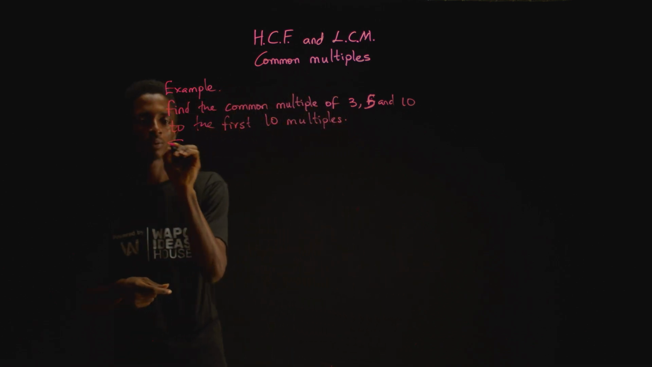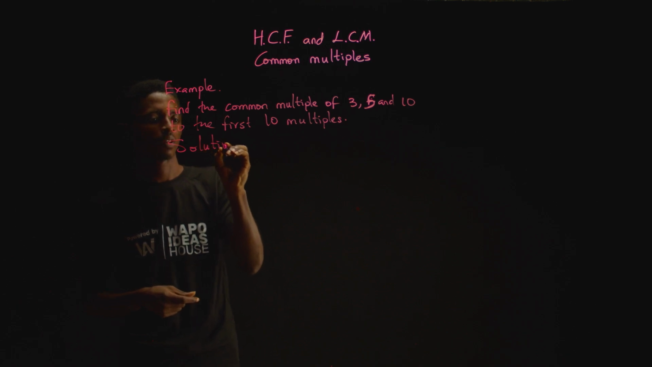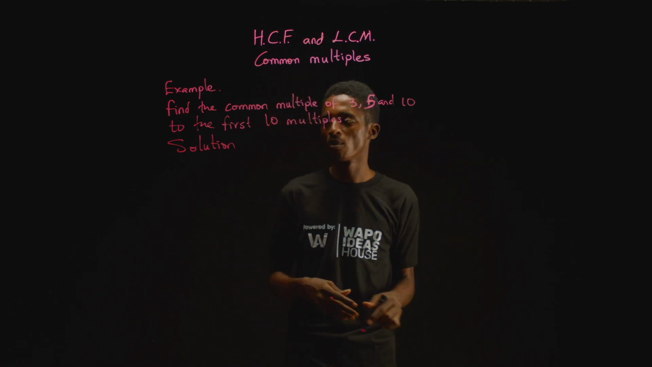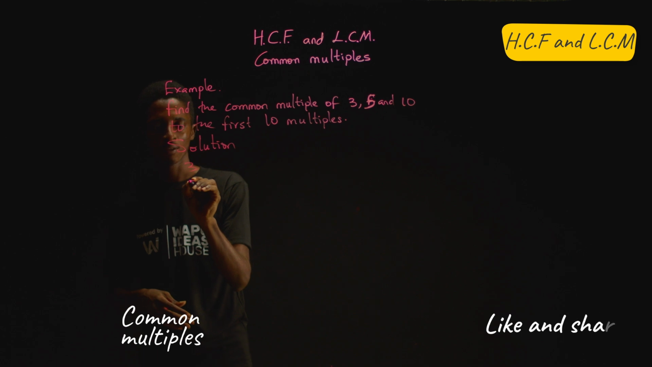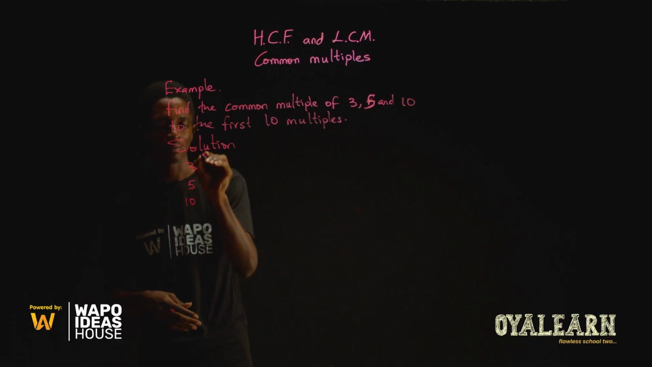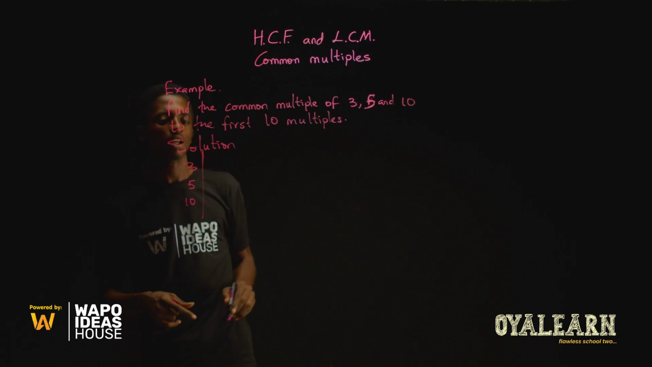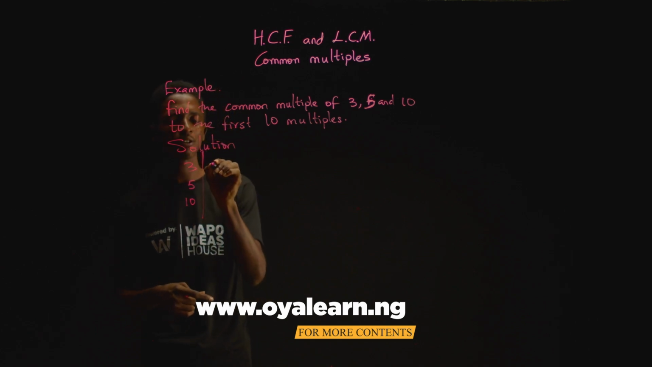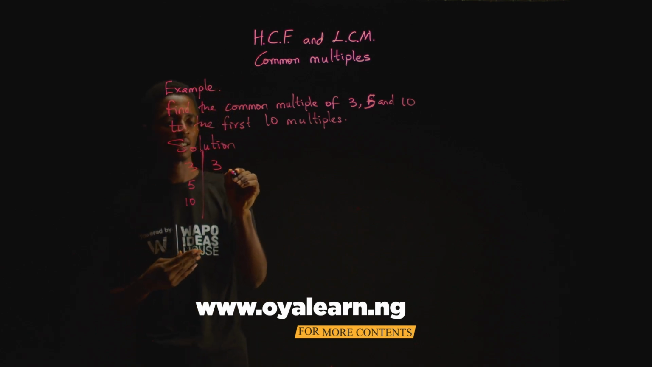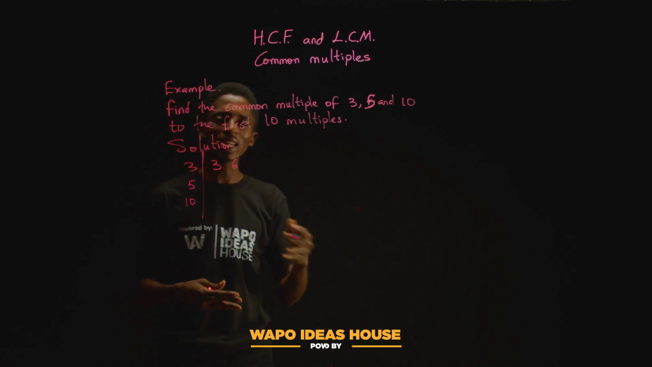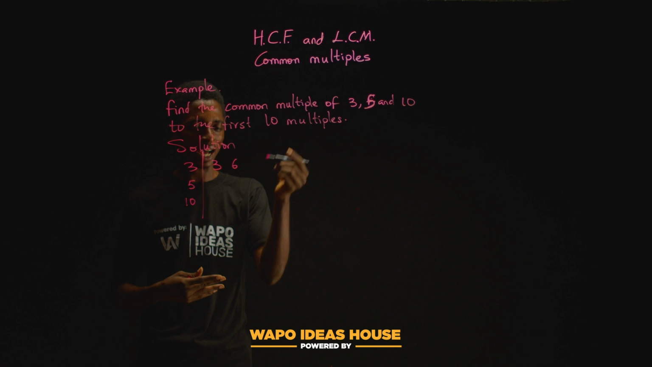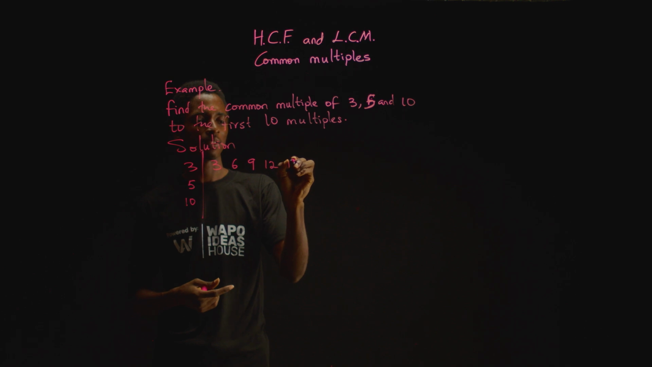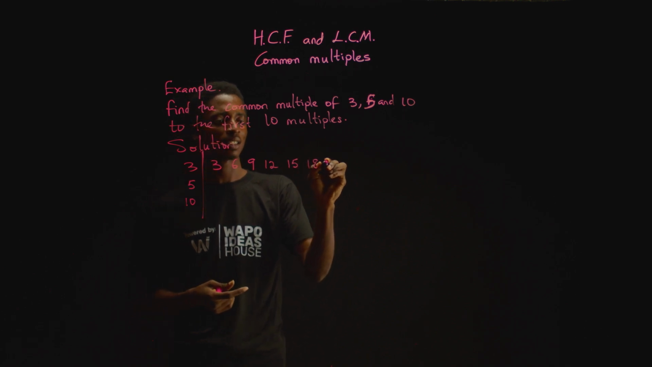So let's do that. Solution. First step is to write the first 10 multiples of each of these numbers. So we have 3, 5, and 10. The common multiples will be gotten when we first write out the first 10. So for 3, we have 3 times 1, 3, 3 times 2, 6. You can get the others by just adding 3 to what you have. So adding 3 to 6, we get 9, then 12, then 15, 18, 21.